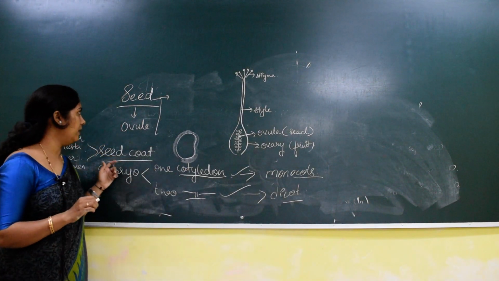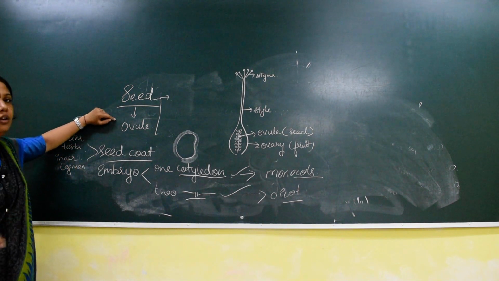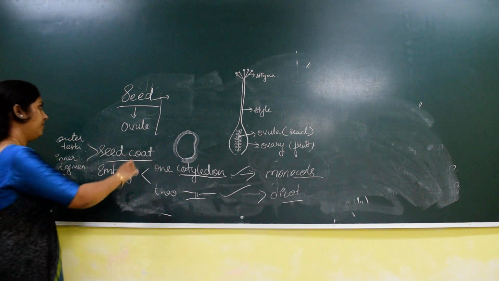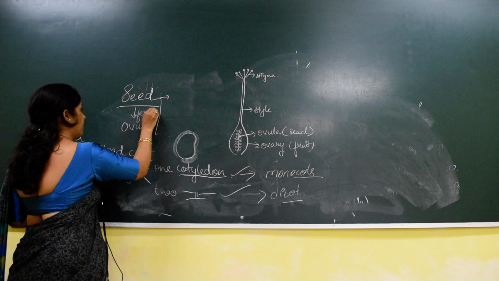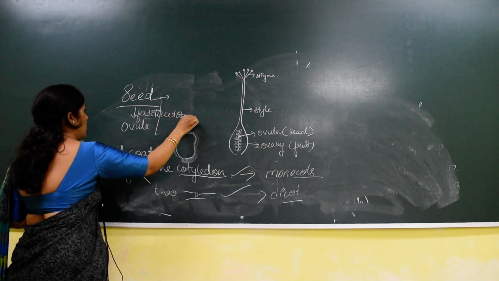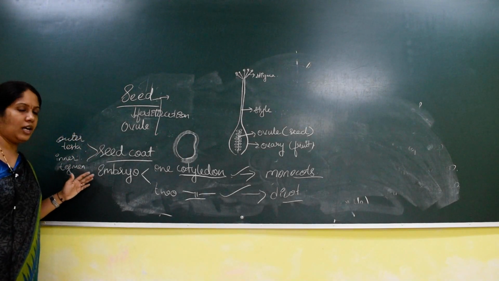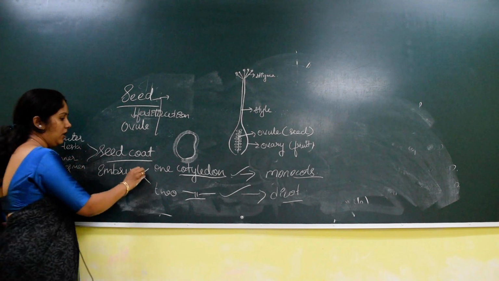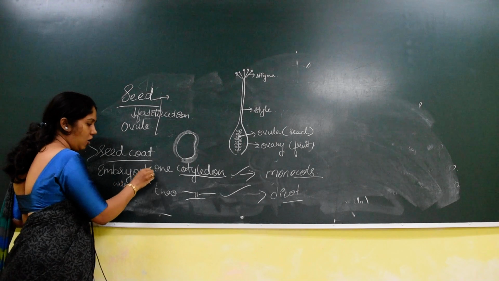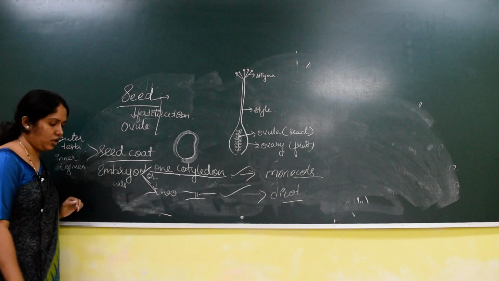So the seed is a structure which is developed from the ovule. So the ovule, after fertilization, develops into a seed. Now the seed consists of the seed coat and the embryonal axis, which is made up of either a single cotyledon or two cotyledons.